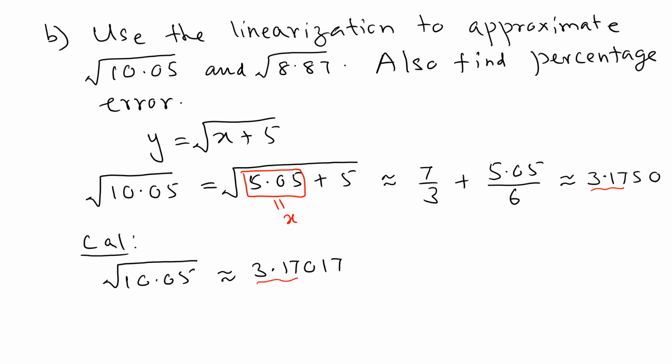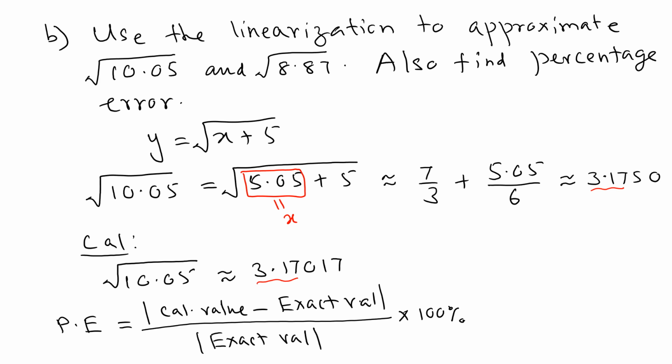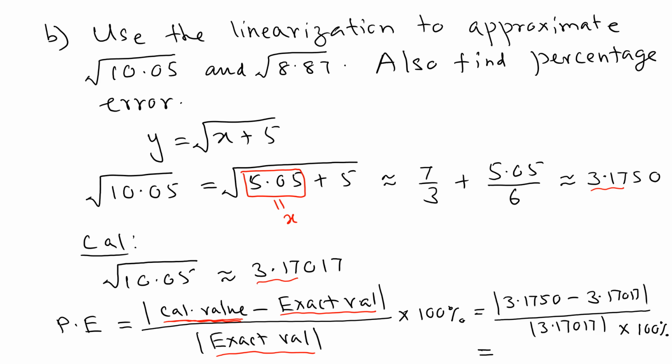So that means we can now calculate the percentage error. The percentage error is given by this formula: the calculated value minus the exact value, divided by the exact value, times 100%. The exact value is the one that we got from the calculator, and the calculated value is the one that you get from the approximation. So let's plug in those values. If you simplify, you are going to get 0.15%. So that means it's even less than 1%. The error is less than 1%.